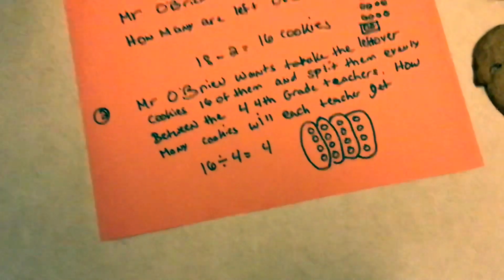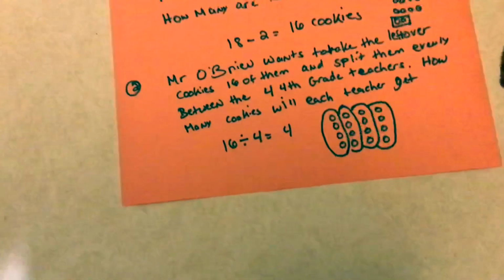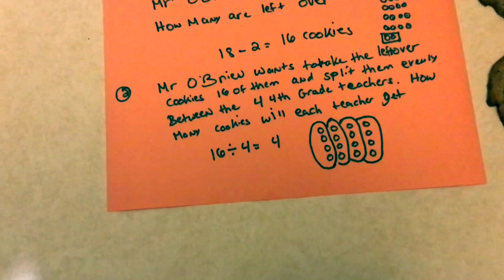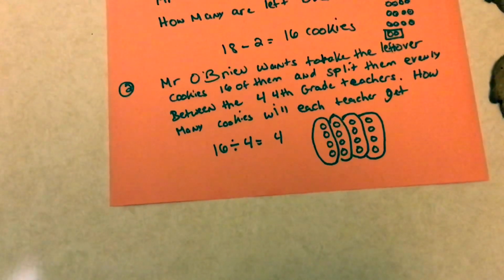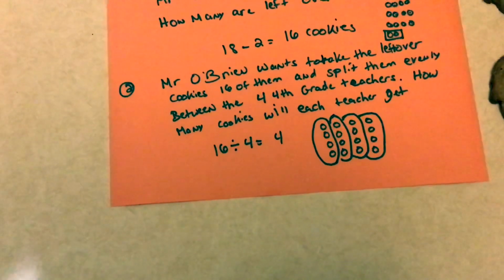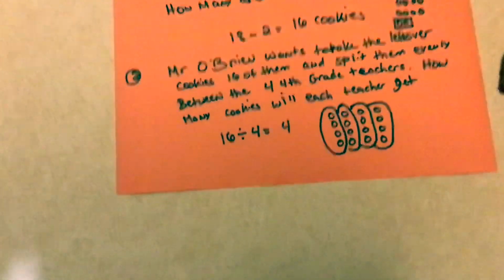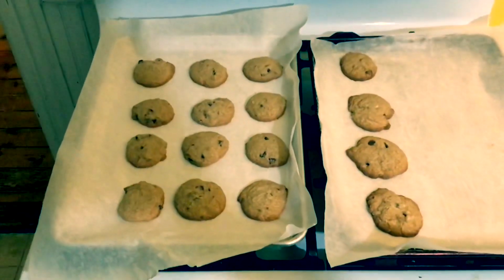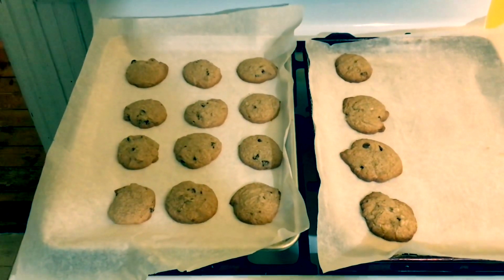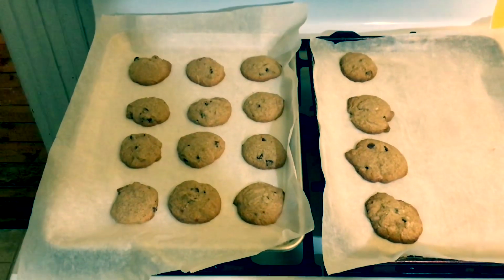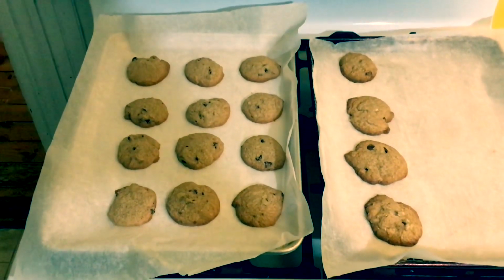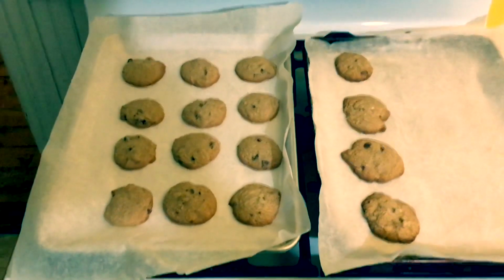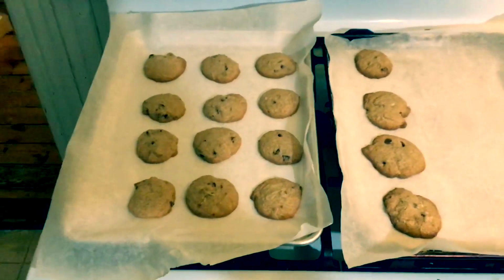All right, if you said 16 divided by 4 equals 4, so that each teacher will get 4 cookies, you were correct. All right, and let's double check that with our cookies. All right, here we have our 16 cookies, and if we were to divide them equally by 4, how many cookies would each teacher get? We said the answer was 4, so let's do that out.